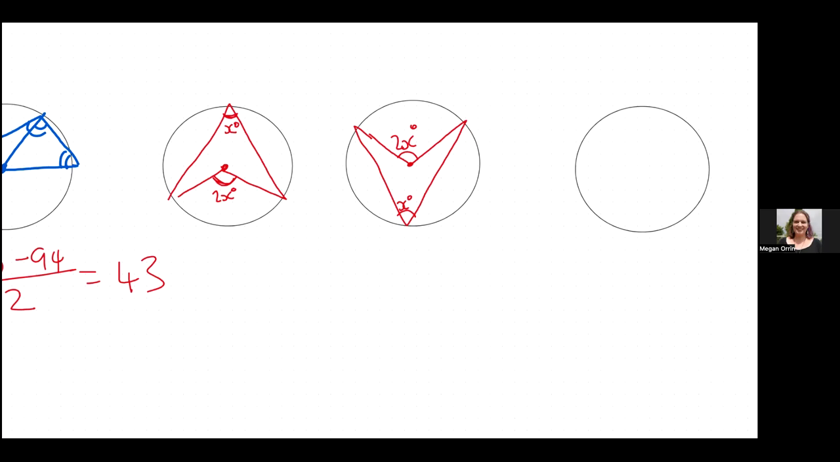Now, what kind of shape is this? It's a polygon. It's not a triangle. It's a what? An arrow is not a mathematical shape.